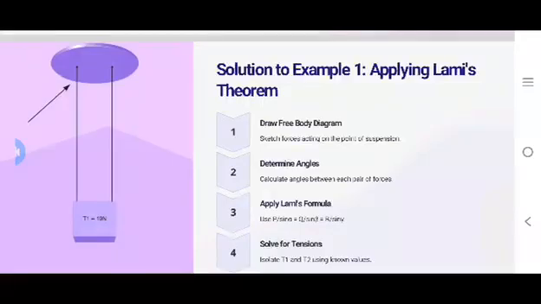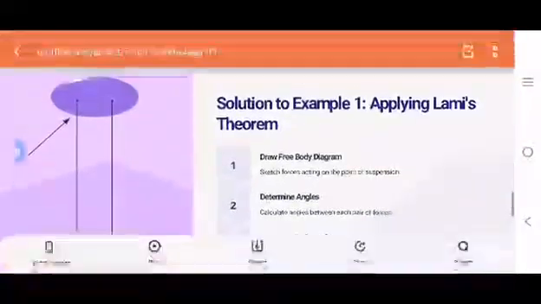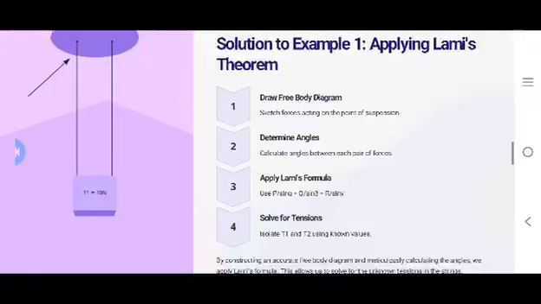Solution example. Now this question's solution. Apply Lami's theorem. Draw a free body diagram like this, on the left hand side. Sketch the forces acting at the point of suspension. Second, determine the angles: calculate the angle between each pair of forces. Third, apply the Lami's theorem formula that we learned in the slides above. Use P upon sin alpha equal to Q upon sin beta and R upon sin gamma.